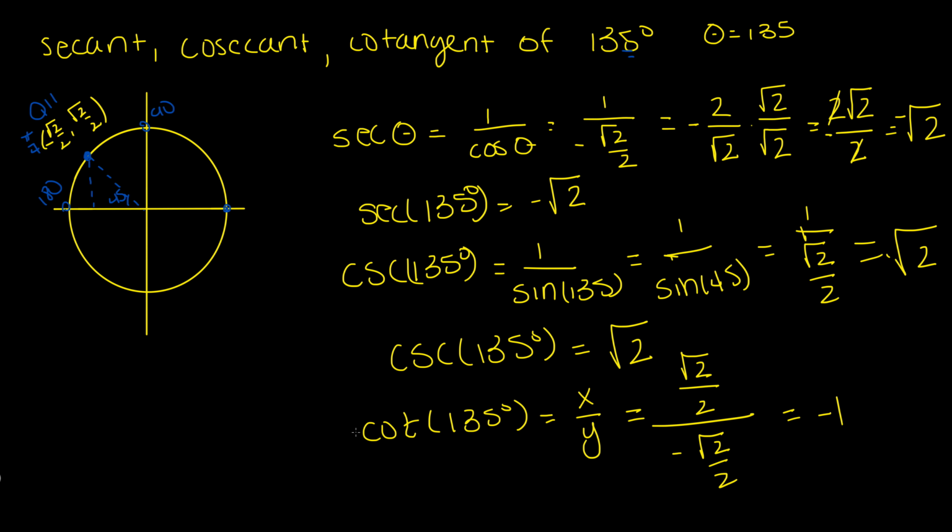All right, so there are the reciprocal functions for a single degreed angle. Make sure again you know that unit circle. The unit circle repeats over and over again. This is 30, 45, 60, but it is also pi over 6, pi over 4, and pi over 3.